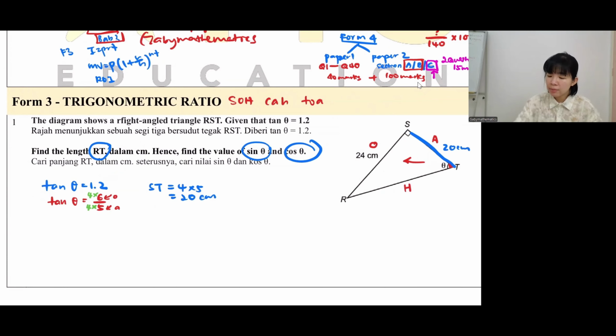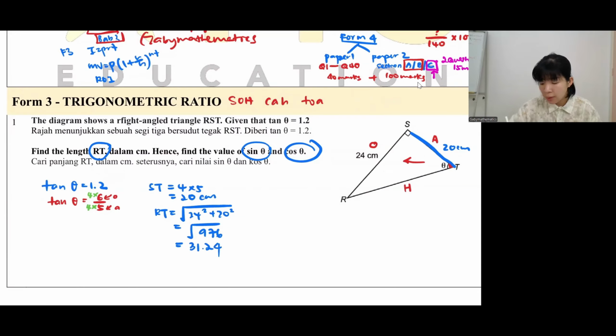So if you have 20 cm, you have 24. Can we find RT? The question asks us to find RT. We can use Pythagoras theorem. RT equals square root of, opposite of 90 degrees is the longest, and now you are finding the longest, so we add: 24 square plus 20 square. Square root of 976, take 2 decimal places: 31.24. So RT is 31.24 cm.